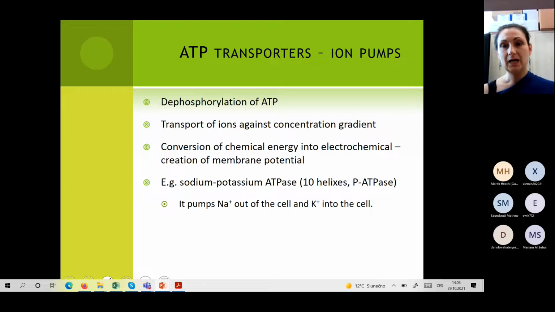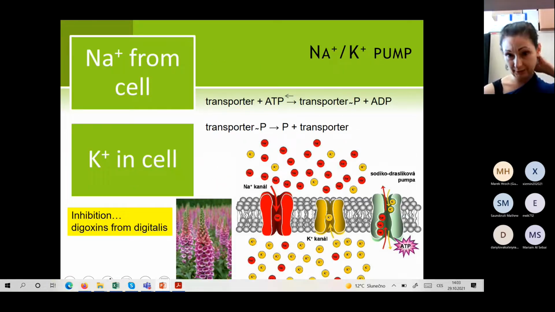potassium ATPase, as you saw in the video, has 10 alpha helixes. The main aim of this ATP transporter is to pump sodium out of the membrane and potassium into the membrane. It helps to recover the resting membrane potential in general. Here you can see in the picture that normally, in the resting membrane state, we have sodium outside the cell and potassium inside the cell.